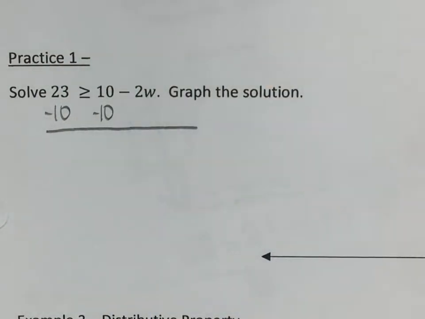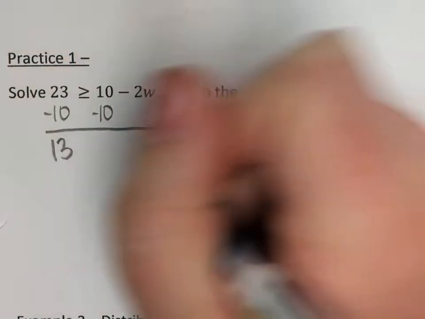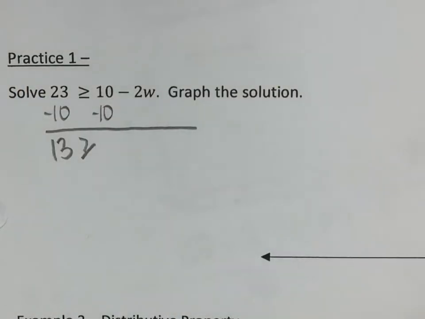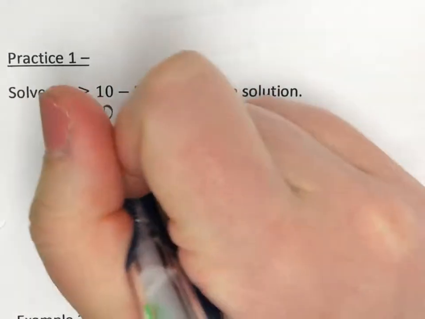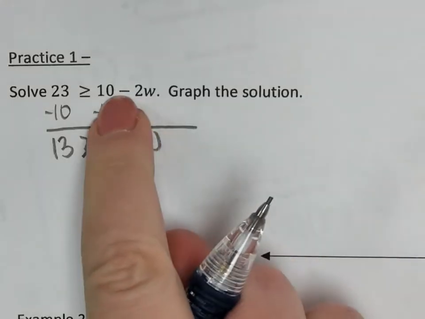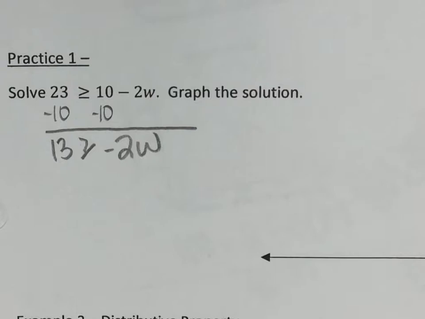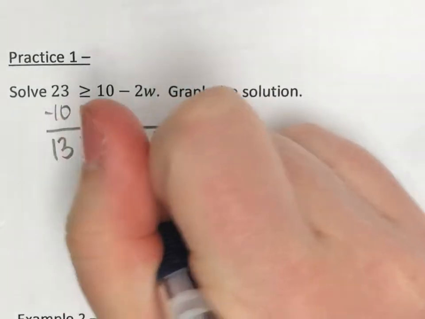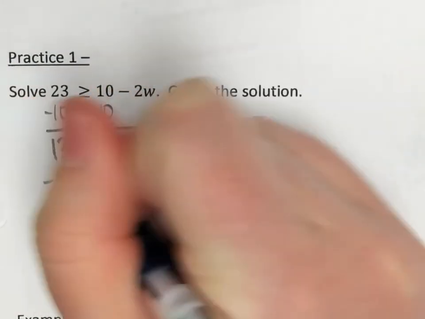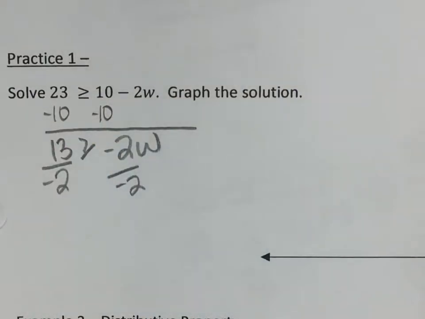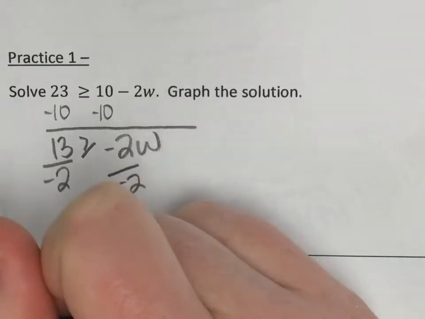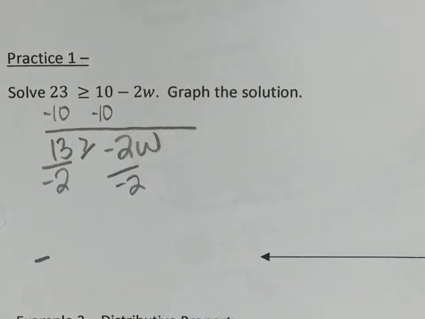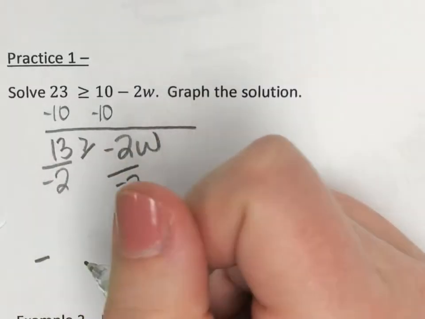23 minus 10 leaves us with 13. Does my sign change yet? My inequality? No, so I'm going to keep it the same. Good. And we're left with that negative 2W. Okay, don't lose that minus sign. All right, now Gavin, what are you telling me to do? Good. Divide by negative 2. Since I am dividing by a negative number, that becomes negative right there. What's negative 13 divided by 2? You mean positive? Positive 13 divided by negative 2. Thank you. Okay, negative 6.5.